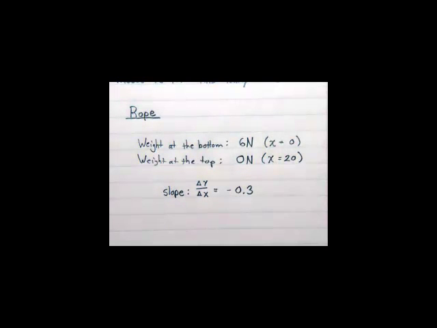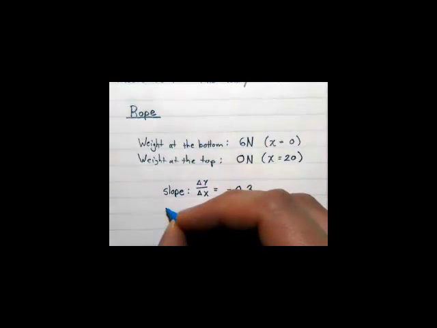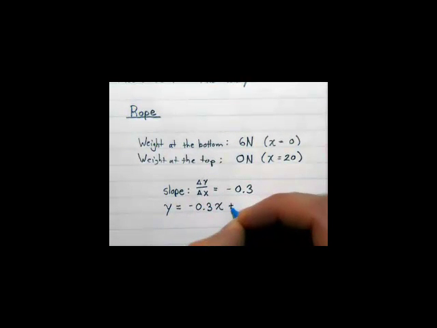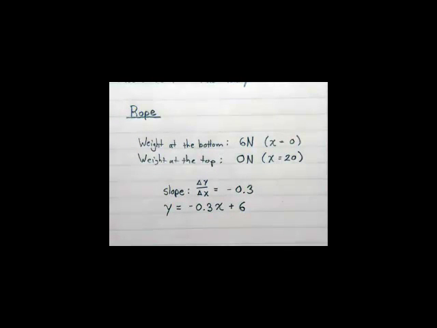And then what would be the y-intercept for this line then? What's the initial y? Or initial weight? 6, right? So the equation that I can use for the rope, we'll just do it this way. y equals negative 0.3x plus 6. So that's the function I need to integrate over then, from 0 to 20 of that.